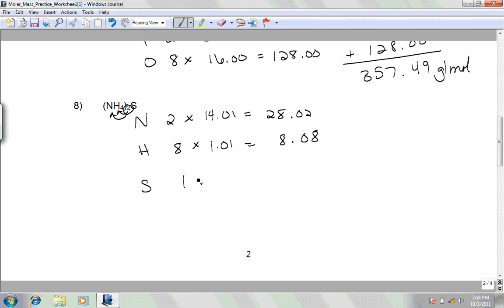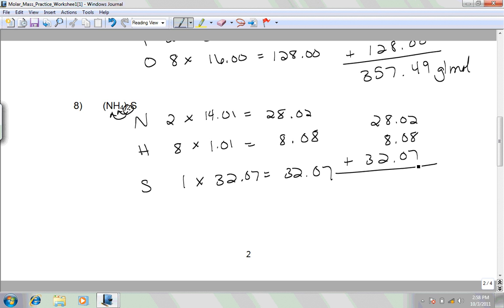And we have 1 sulfur. When you look on the periodic table, it's 32.07. To find the total molar mass, we need to add these numbers together. And that comes out to be 68.17 grams per mole.